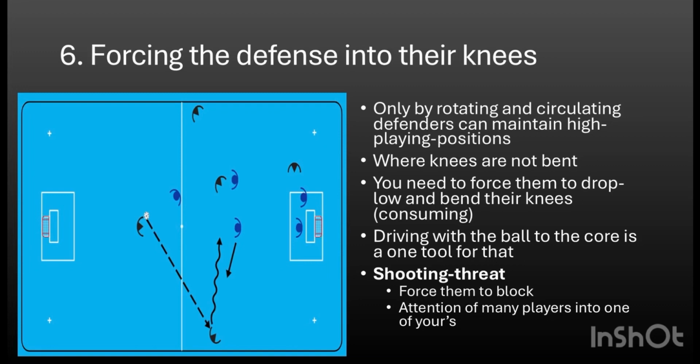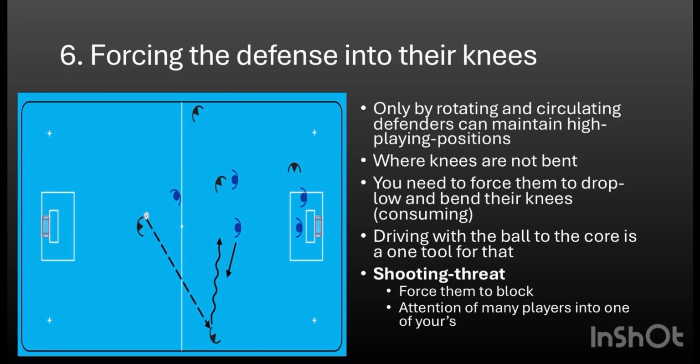And if you have a good shooting threat, you can force them to block your shot, and you can get the attention of many blockers and defenders to your player and your shot. So try to figure out ways how you can drive and force, in some way or fashion, those defensive players to bend their knees.